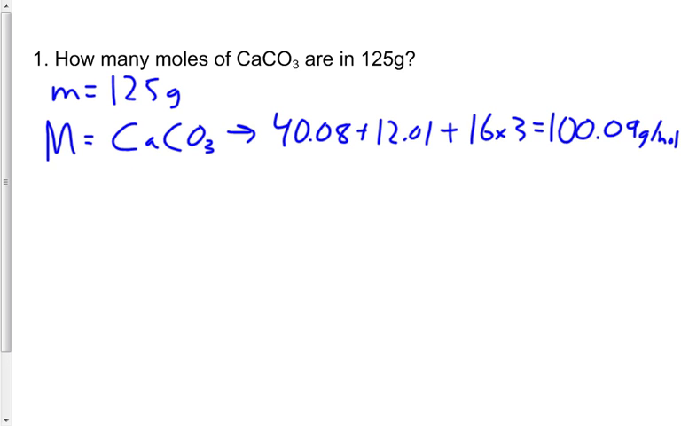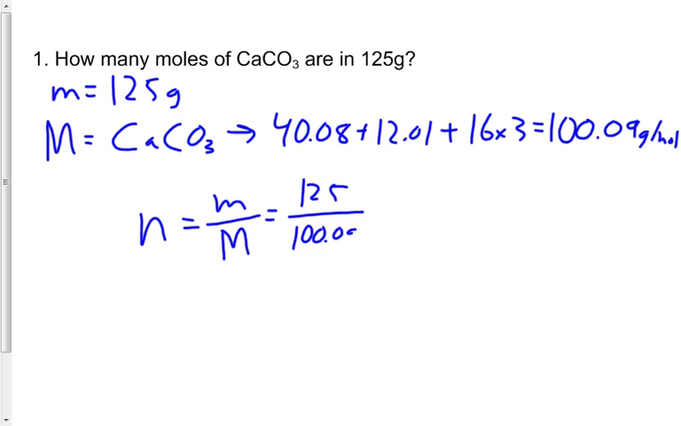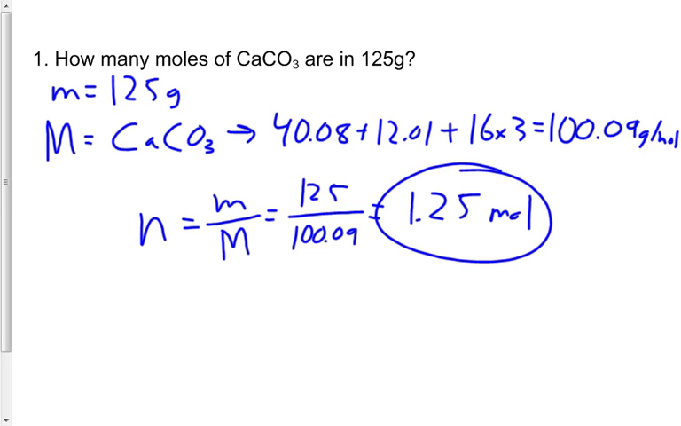Can I find N, the number of moles, now? Yes, and I don't have to manipulate the equation. It's already set up for that. N equals little m over big M, 125 over 100.09. And we get 1.25 there, right? I would think, yeah. 1.25, and what are my units going to be? Mole. So that's a 3 marker. 1 for the givens, 1 for the math, 1 for the answer. Questions on number 1? Okay.